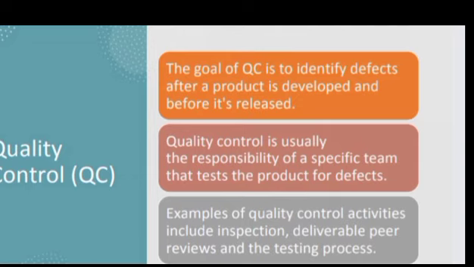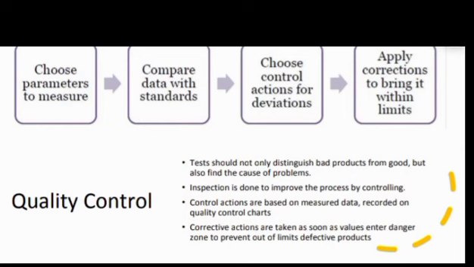Quality control is usually the responsibility of a specific team that tests the product for defects. Examples of quality control activities include inspection, deliverable peer reviews, and the testing process. Tests should not only distinguish bad products from good, but also find the cause of problems.